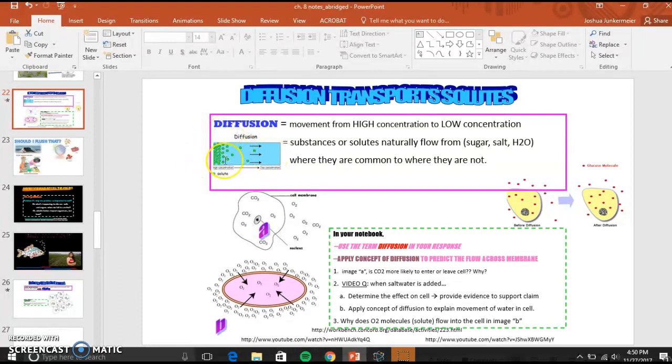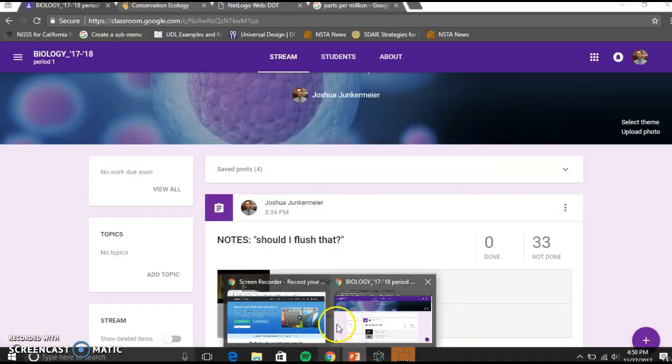So you have a bunch of solutes together here. They naturally will spread out and get further and further apart so that the concentration of the solutes is reduced. Let's do the first video. Let's see how this does. Let's check it out.